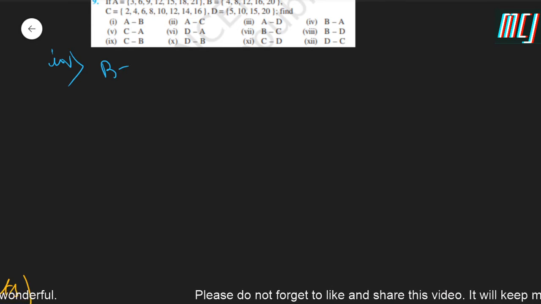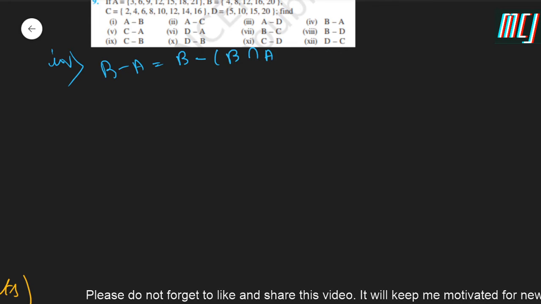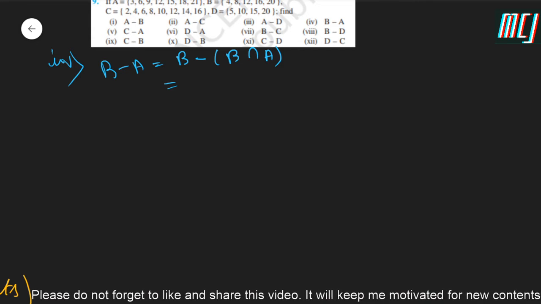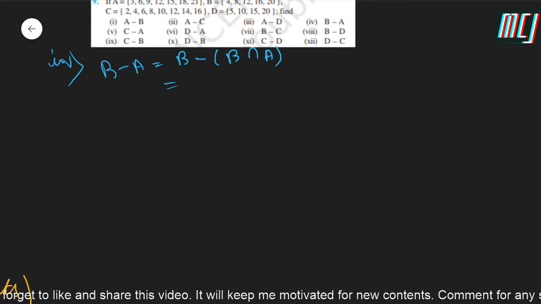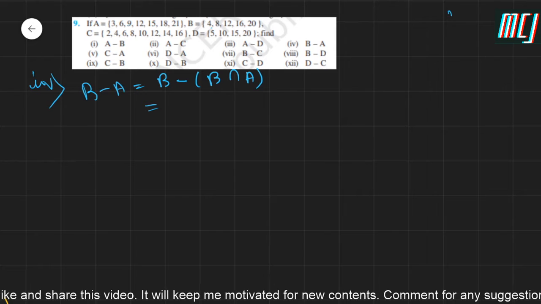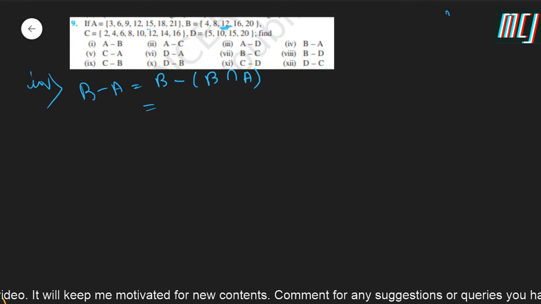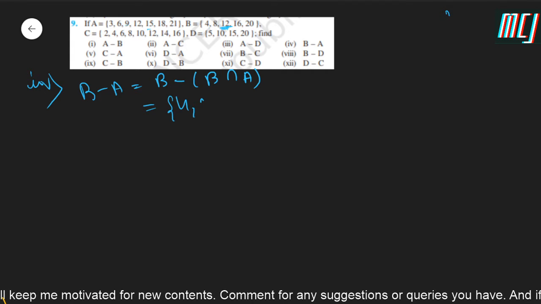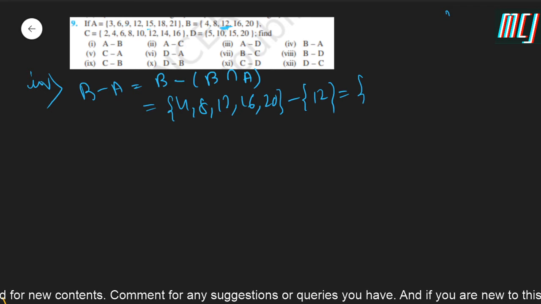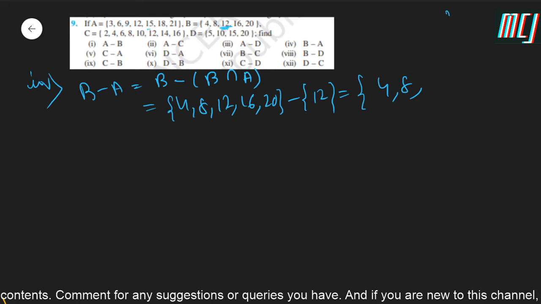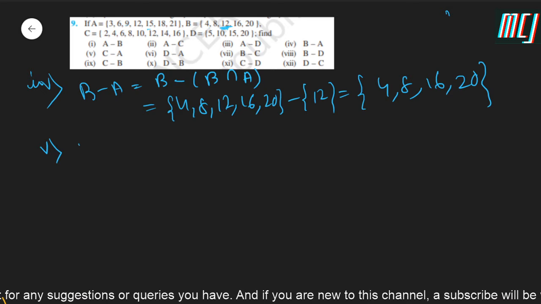So the fourth one, B minus A. Same formula, that is B minus B intersection A. That means A intersection B only basically. So A intersection B we have already seen, that was 12 only. Clear? In between A and B, the common element is 12. So 4, 8, 12, 16 and 20, we will delete 12. That means 4, 8, 16, 20.